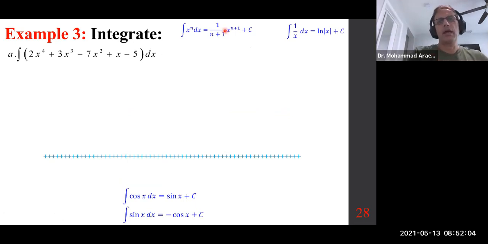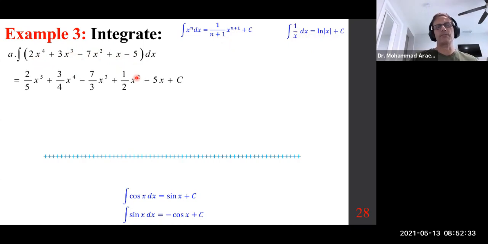All right, again, I do have the rules here for you. The power rule, the integral of x to the power of n dx is 1 over n plus 1 x to the power of n plus 1 plus a constant. This works everywhere with the exception of x to the power of -1 or 1 over x, which becomes a natural log. So we do this step by step. This is 2 over 5 x to the power of 5 plus 3 over 4 x to the power of 4 minus 7/3 x cubed plus x becomes plus 1/2 x minus 5x and a constant.